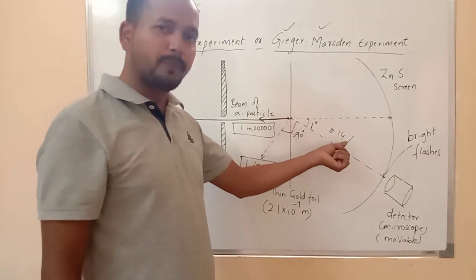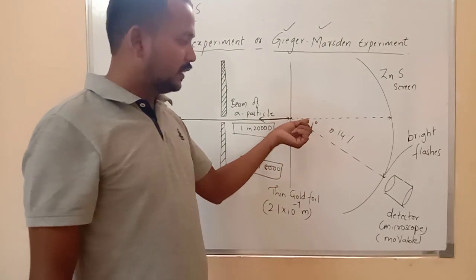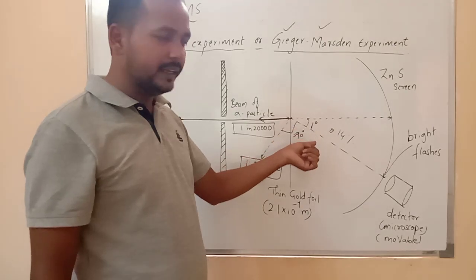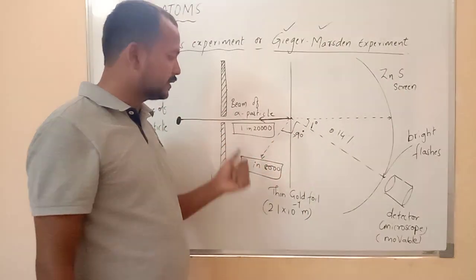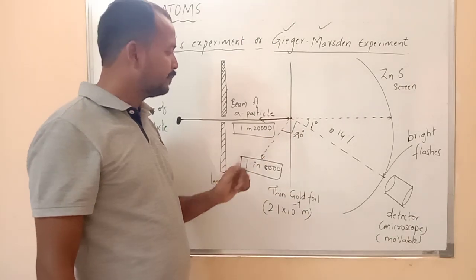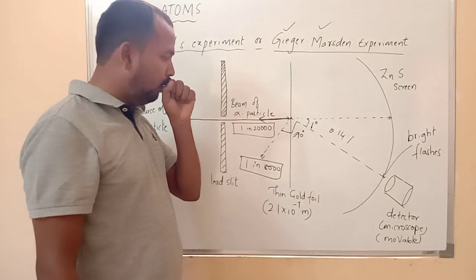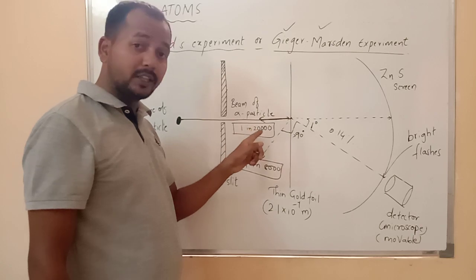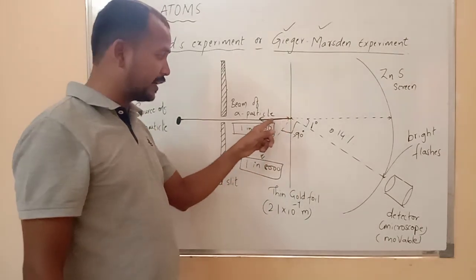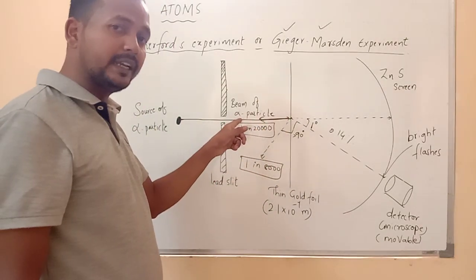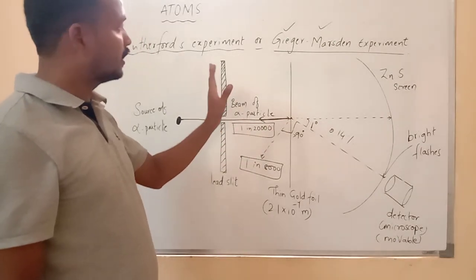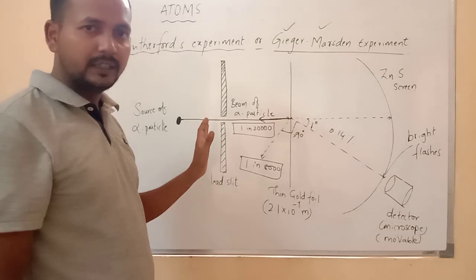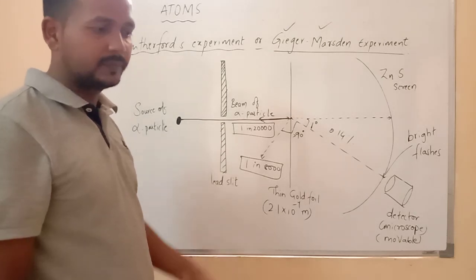Only 0.14% deviate more than 1 degree, and one particle in 8,000 alpha particles deviates greater than 90 degrees, and only one particle in 20,000 will get reflected back along the same path as it was incident. This is the experiment conducted by Geiger and Marsden.